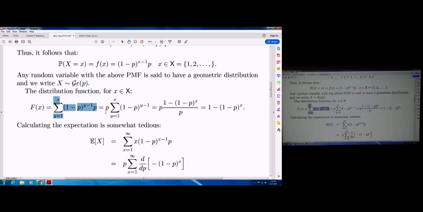I think this one is not so bad. I think you could be asked to do this one day in the exam. So how do I compute the CDF? Well, in this case, it's not so difficult. p is a constant, so I can take that outside the sum.